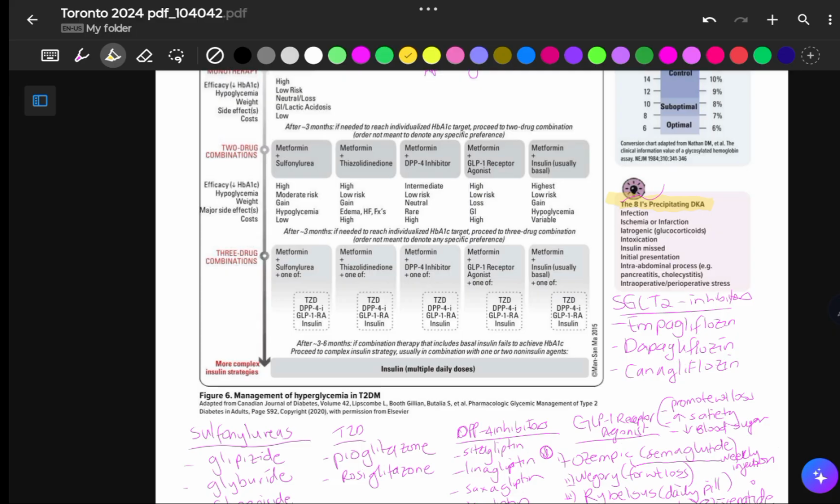Okay. So after you've done with your 3 drug combination, after 3 to 6 months, if the combination therapy that includes your basal insulin fails to achieve your HbA1c target, proceed to complex insulin strategy, usually in combination with 1 or 2 non-insulin agents. Okay, so you're starting this patient on multiple doses of insulin, instead of just giving a basal 1 dose, you give them multiple doses of insulin.